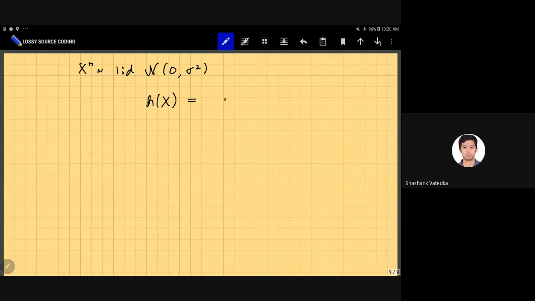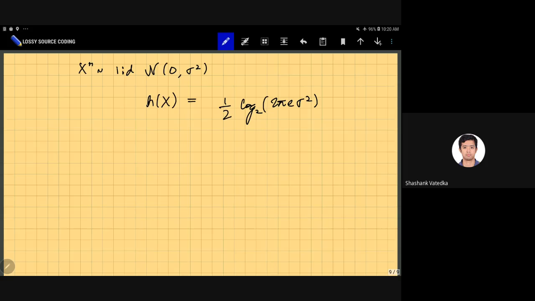It's close. It's half log 2 pi e sigma square. Right? So this is the differential entropy of a Gaussian random variable.